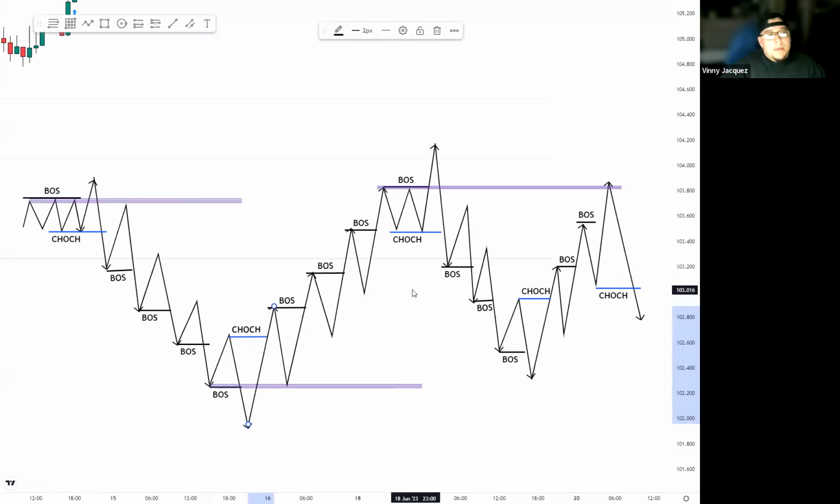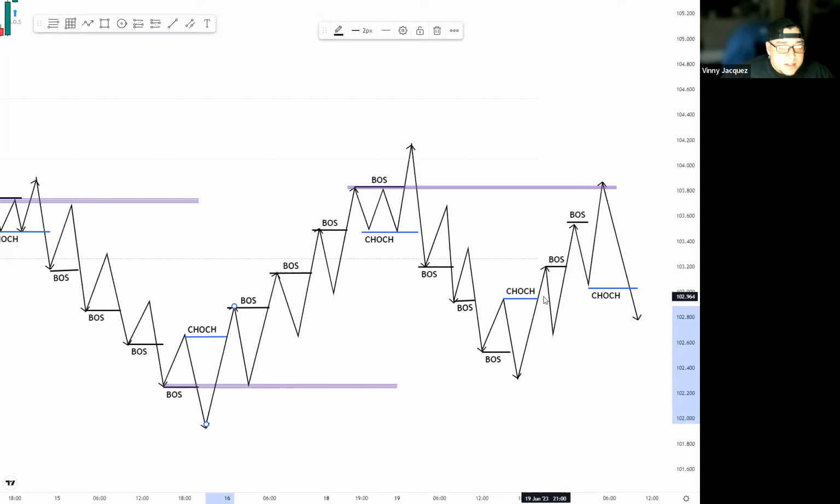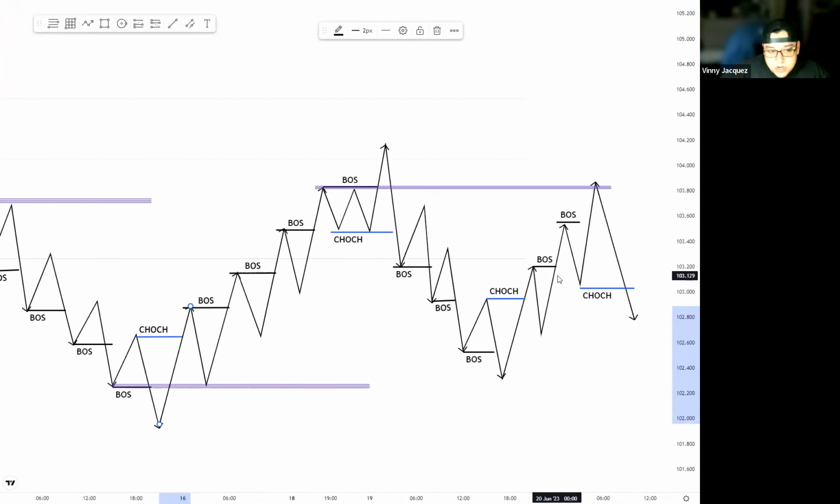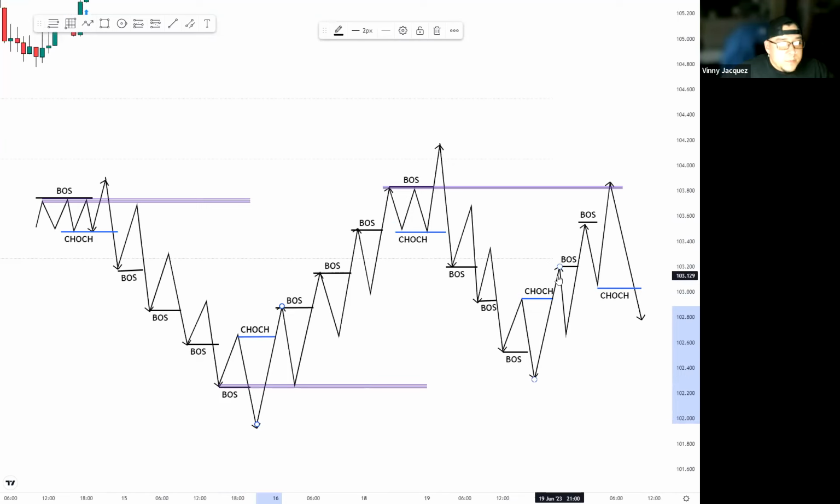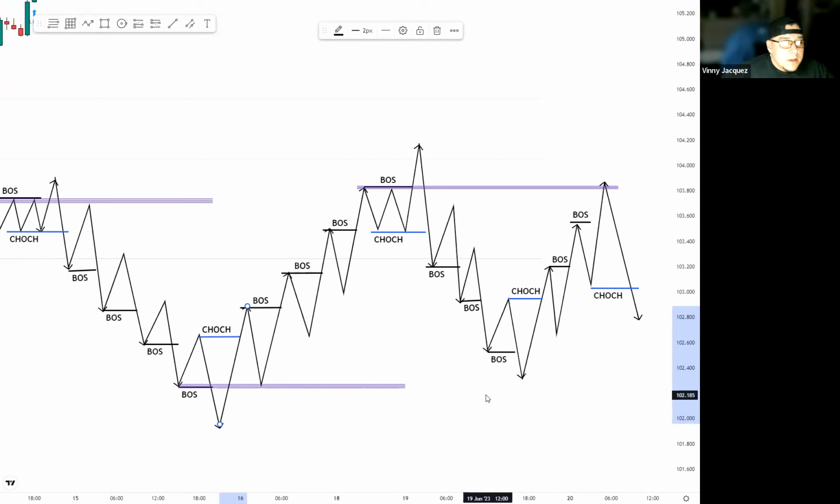And then the same thing happens over and over again. So we break down, we change character, we continue with our break of structures to the downside. This would be considered our downtrend. Once we change character to the upside and we continue with break of structures, we get another uptrend. Right, so I hope that makes sense for you guys.